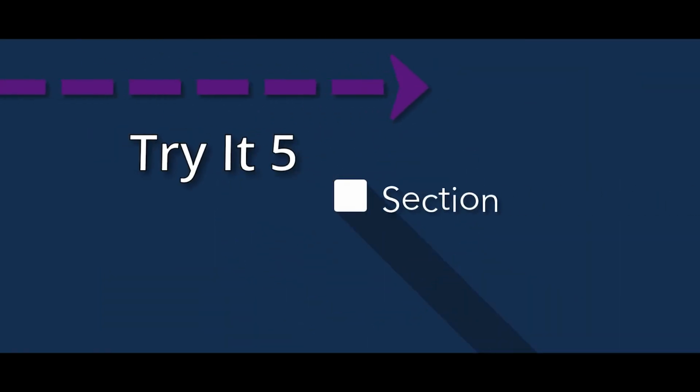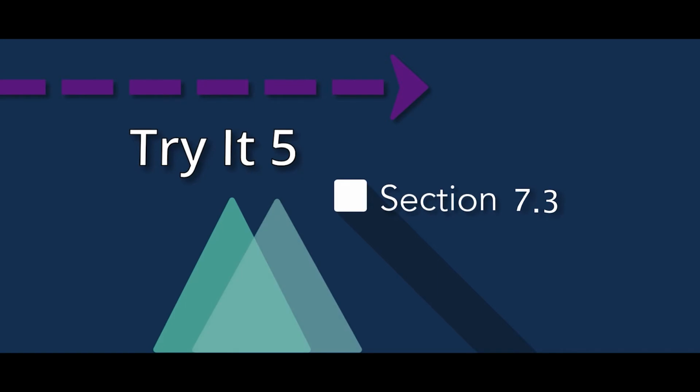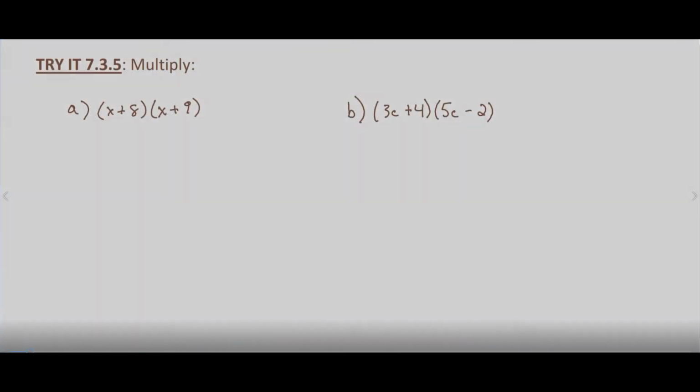So now we're looking at multiplying binomials by binomials. So a binomial by a binomial. You should remember this from previous math classes that you've taken. You might have heard it referred to as FOIL. And really, FOIL is just a way to make sure that you multiply everything in one by everything in the other.